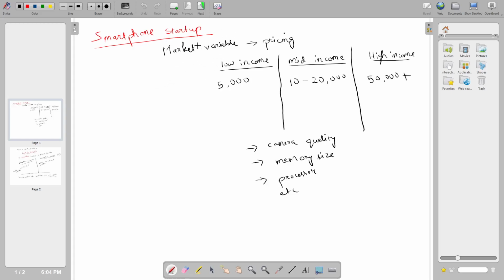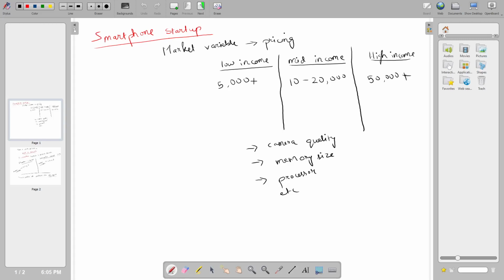Let's say you're a smartphone startup and you want to sell smartphones. Whenever a new company is trying to sell new products, they have to be careful about what market niche, what type of market segment they're targeting. Whenever you are launching new products, you can't target everything. Let's say we take the pricing variable. Everyone can see this whiteboard, right?